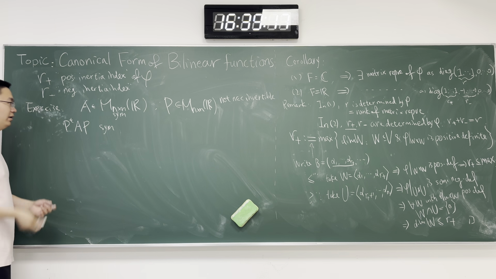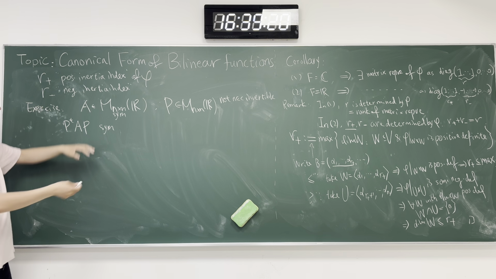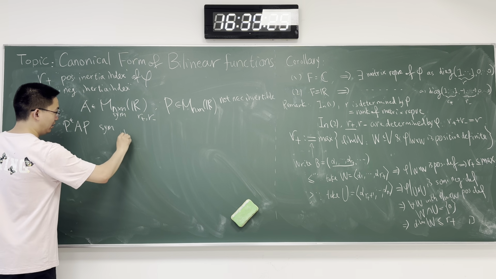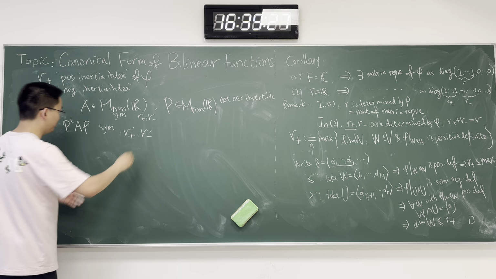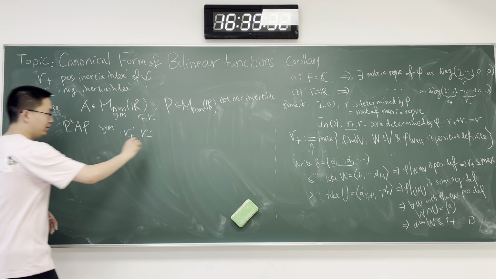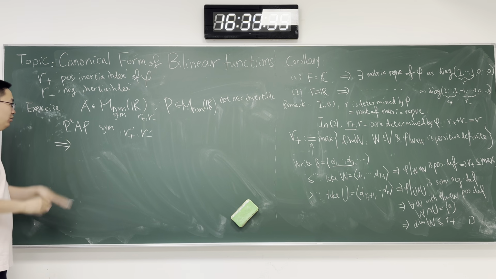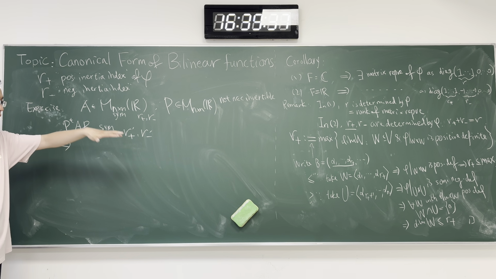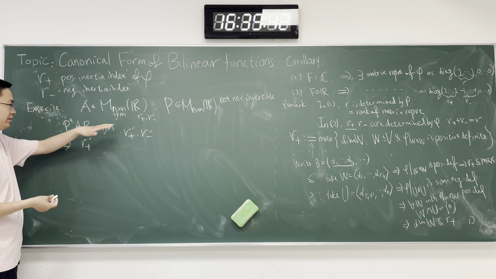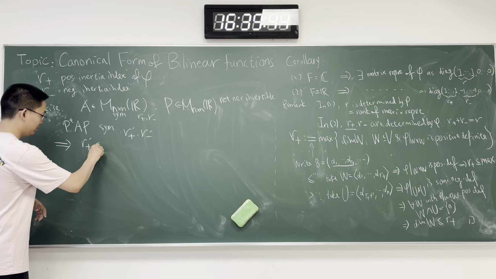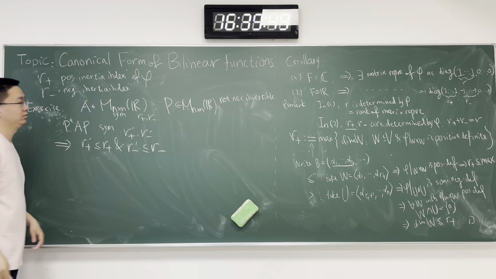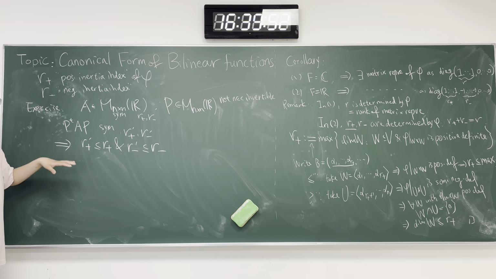Then we can talk about their inertial indexes, say r plus and r minus for A, and r plus prime and r minus prime for the congruence of A by P. The conclusion is that no matter whether P is invertible or not, these inertial indexes will not exceed the original ones. So this will be a non-trivial observation.